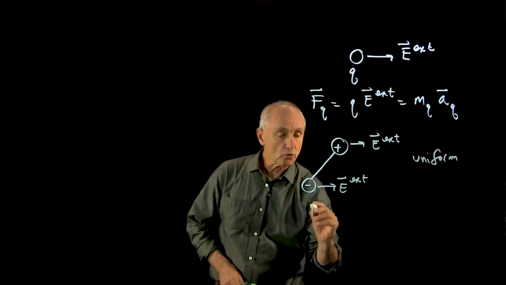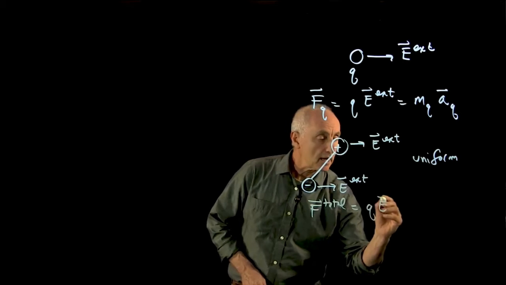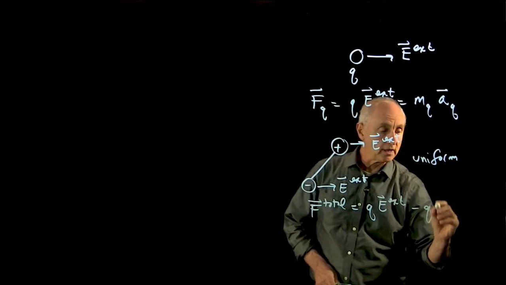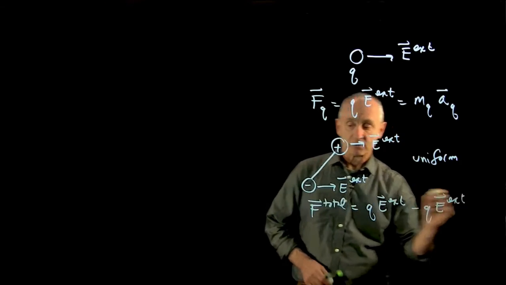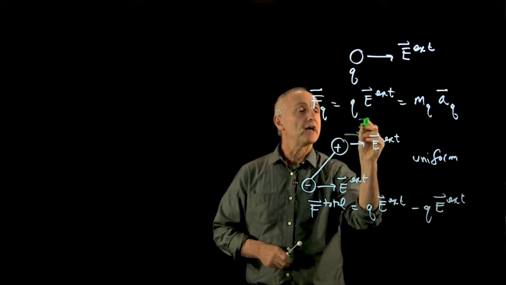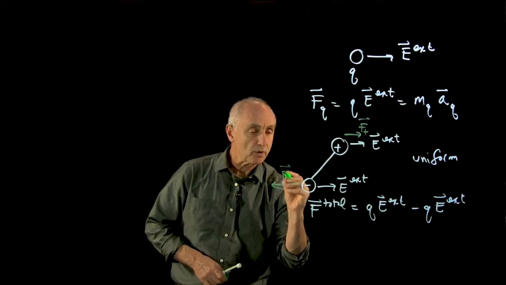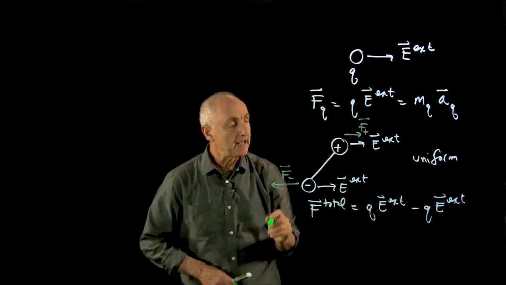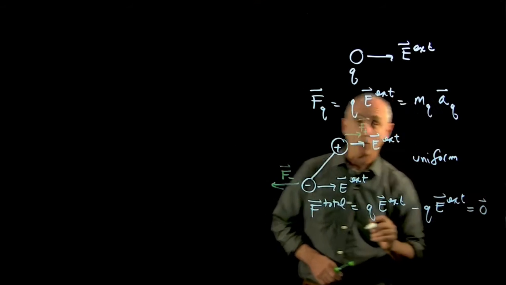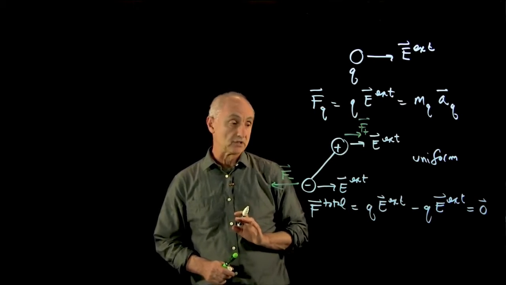Then we see that the total force is equal to Q times E external, that's the first one, minus Q E external, that's the force on the second one. If I overlaid the forces here, I would have F plus. And remember, this is a negative charge, and that's why that force is in the opposite direction, F minus. You can see that the sum of the total forces is 0, and so the center of mass will either stay at rest or move at a constant velocity.